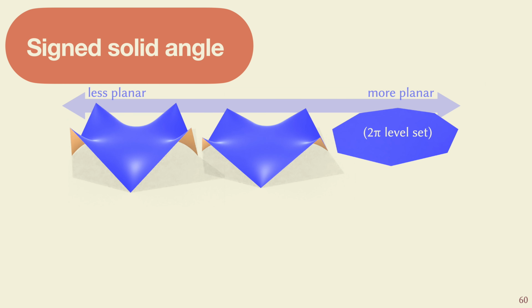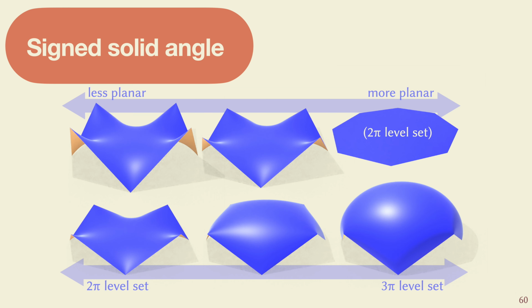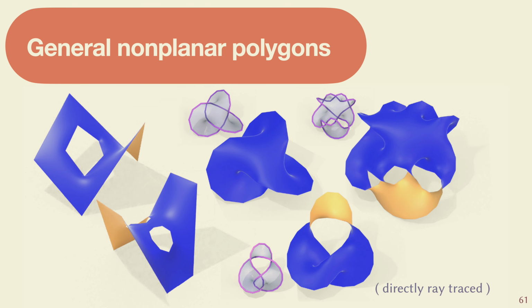For planar polygons, the 2π level set of the solid angle function provides the expected planar way of filling in the polygon, and it deforms continuously as the polygon is made less and less planar. And of course, by taking different level sets, we can adjust the convexity or concavity of this interpolating geometry. And this procedure yields a very general notion of nonplanar polygon. For instance, our polygons can have holes or even knotted boundaries, in which case the interpolating surface provides a Seifert surface for the given knot.